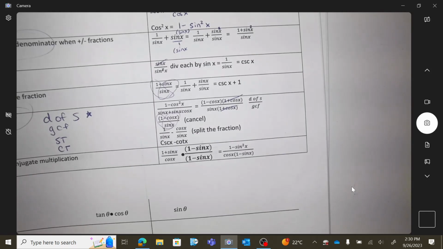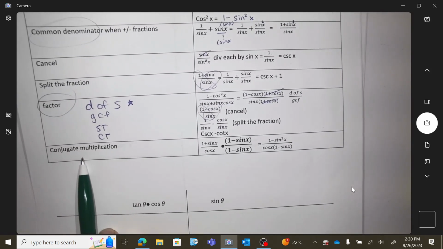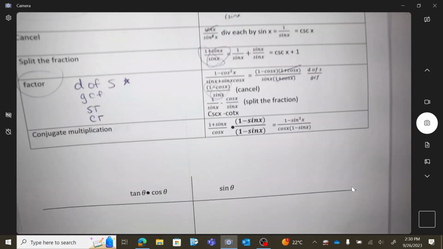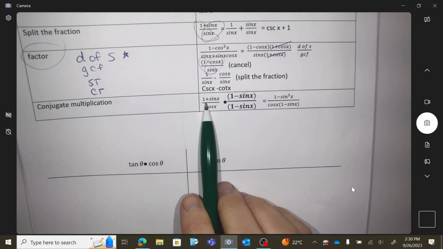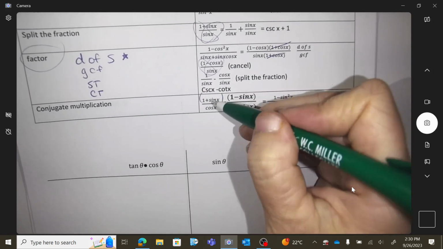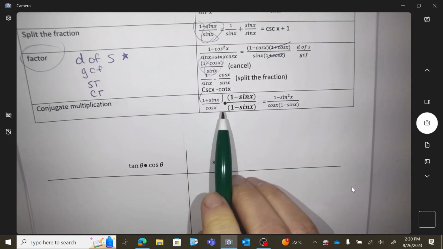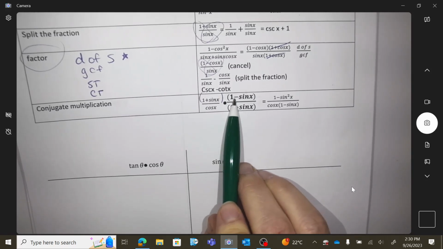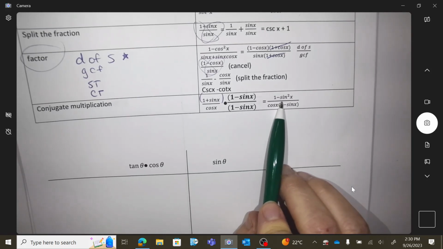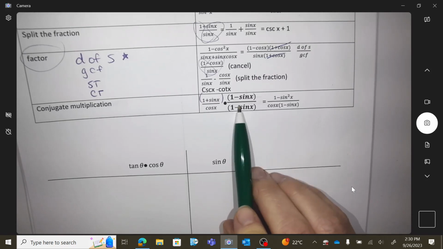And the last one is multiplying by a conjugate. You learned that word in grade 11. A conjugate is when you have a binomial and then you multiply it by the same thing with the opposite sign. Once I do that, it should create a difference of squares. Okay, that kind of thing.